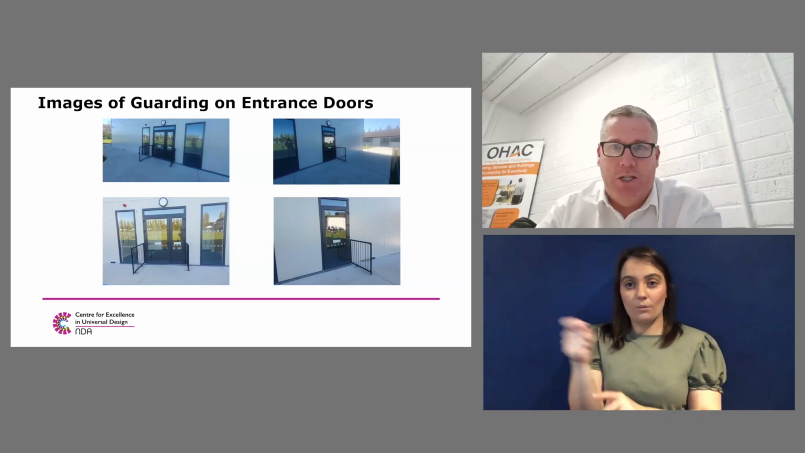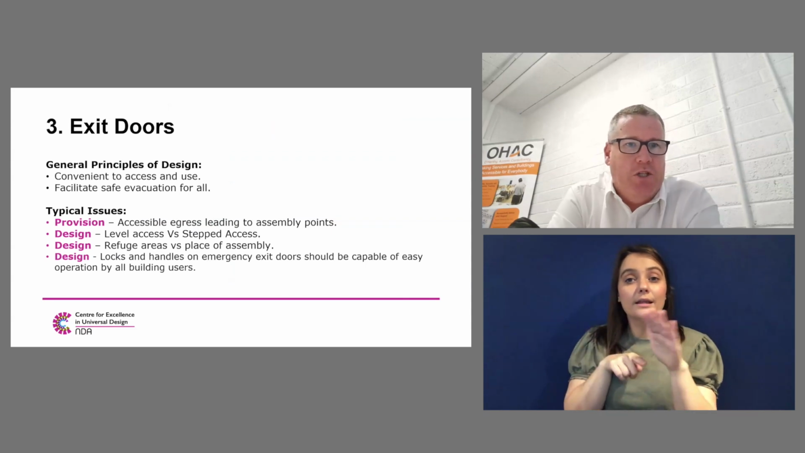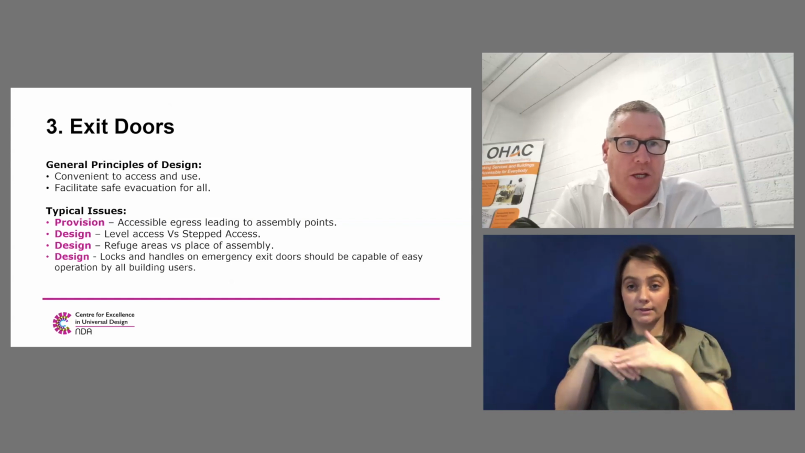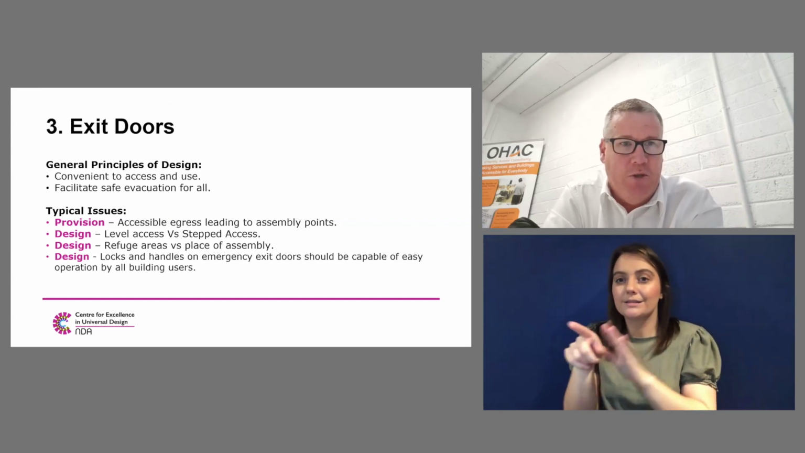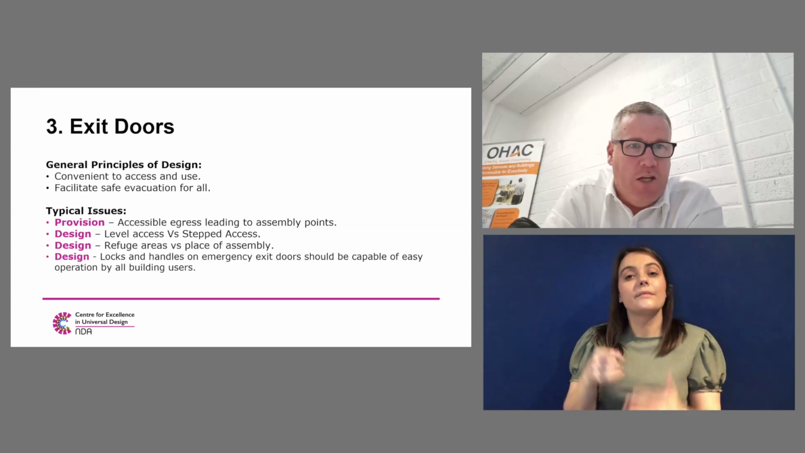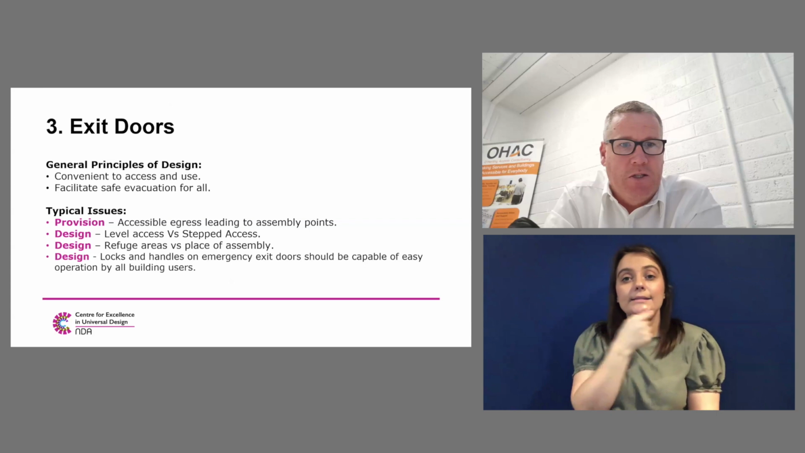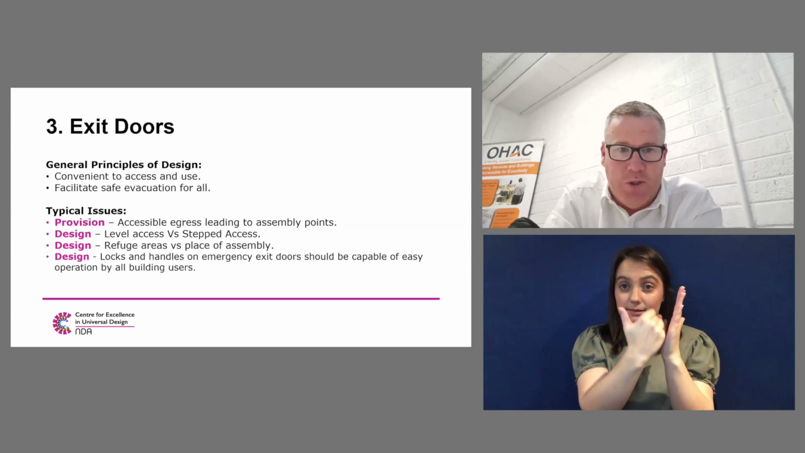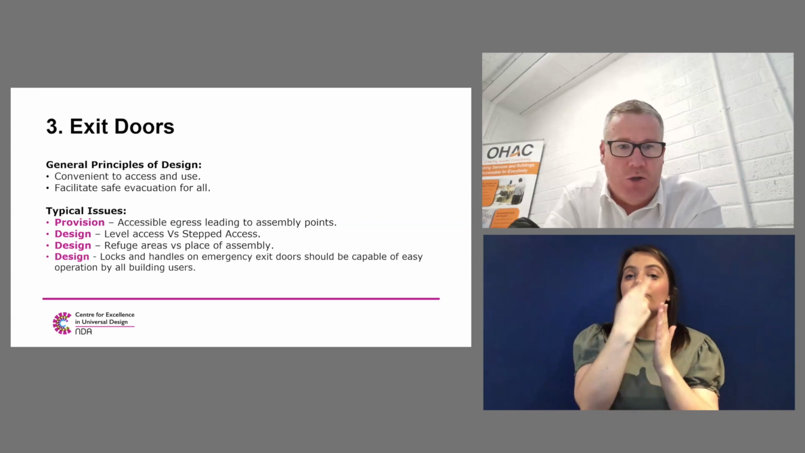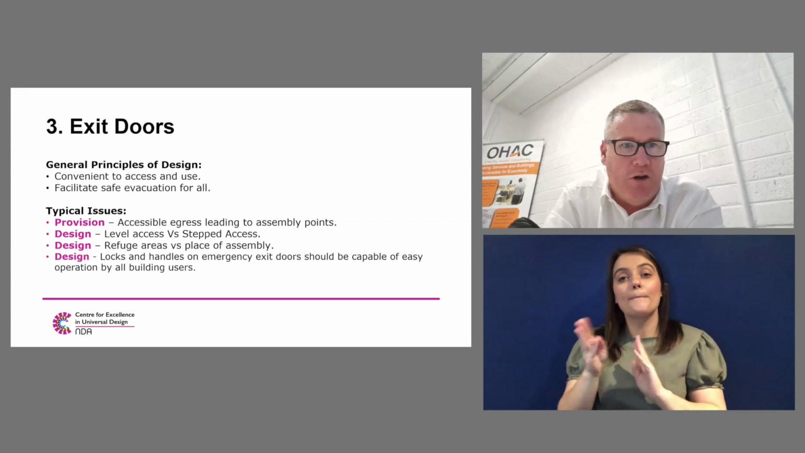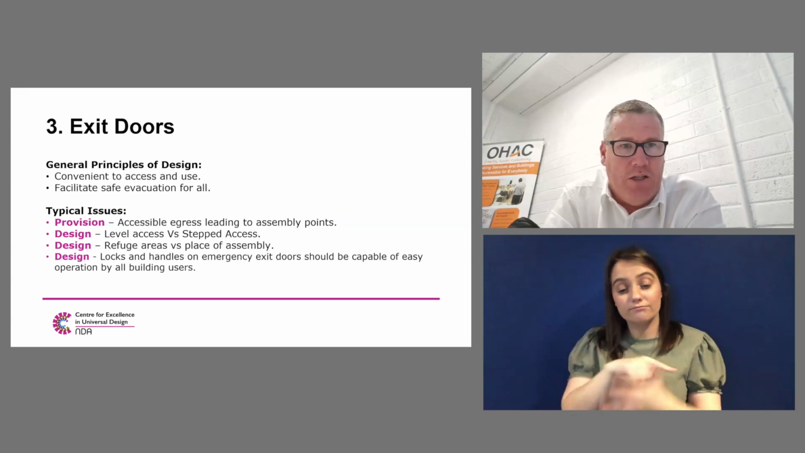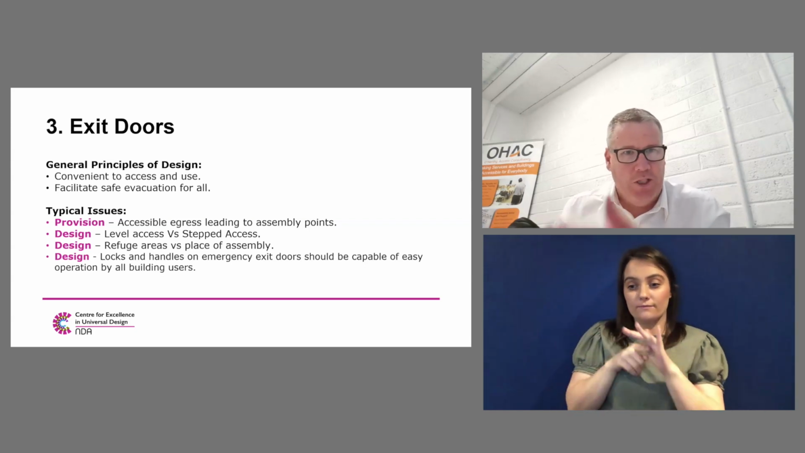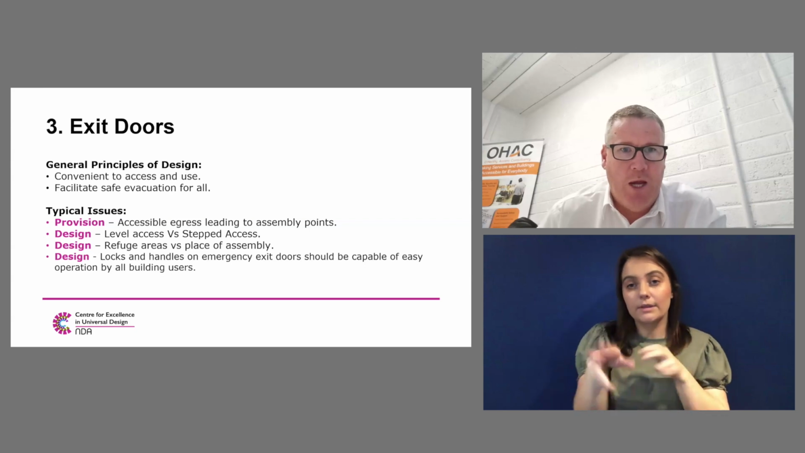So if we talk about exit doors next, this is an important topic. We have to get people into buildings safely, but getting them out of buildings safely is equally important. So exit doors should be convenient to access and use, and facilitate safe evacuation for all. If we look at the various guidance documents, whether it's regulations, standards, or good practice from the National Disability Authority in Building for Everyone, they all state accessible egress leading to assembly points. So when someone opens the doors and gets out of the building, the next thing is they need to be able to get safely to an assembly point.